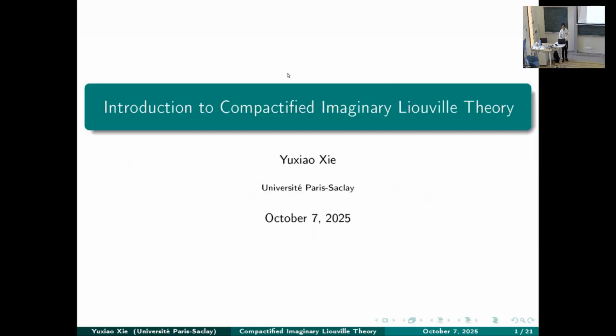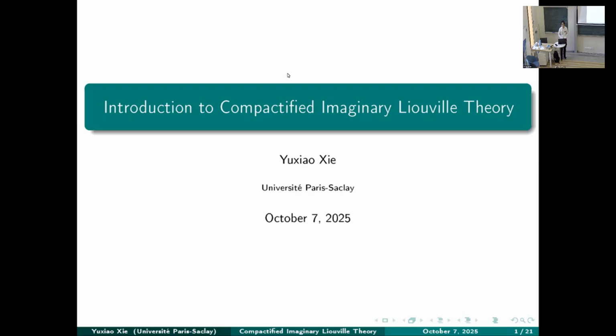We can start. Okay, so let's start the afternoon session with Yuxiao Xie from Pascal. We're going to talk about an introduction to compactified imaginary Liouville theory.